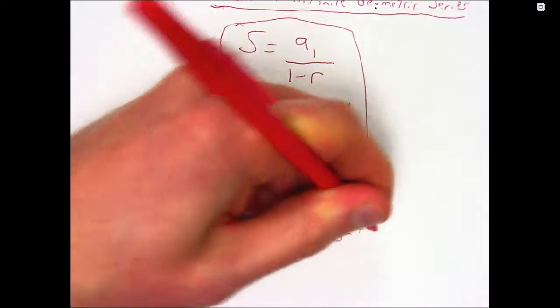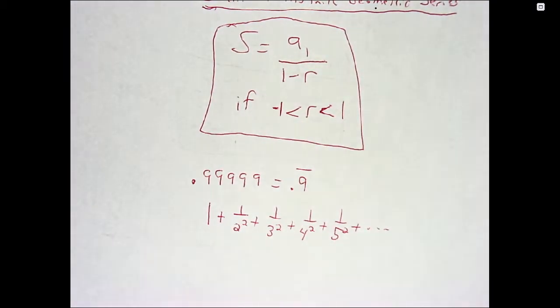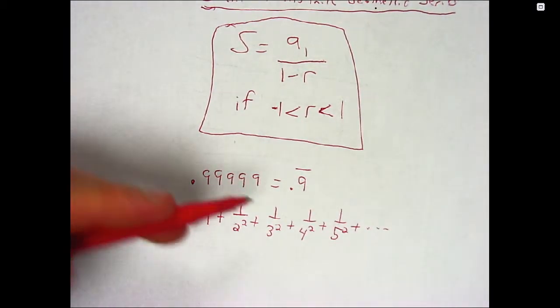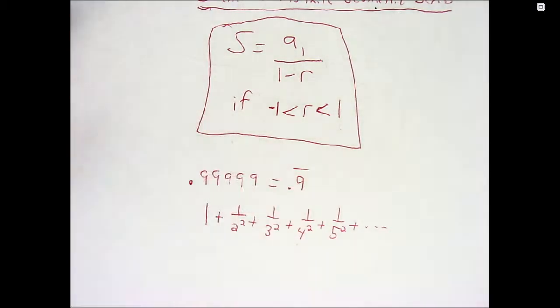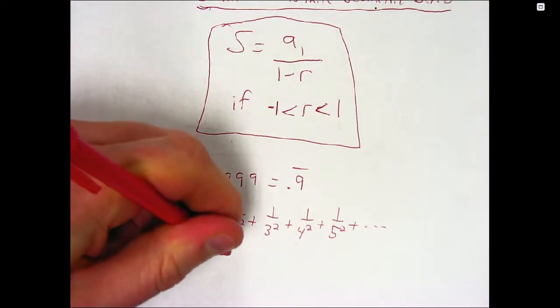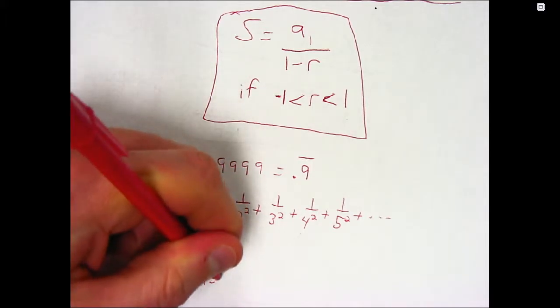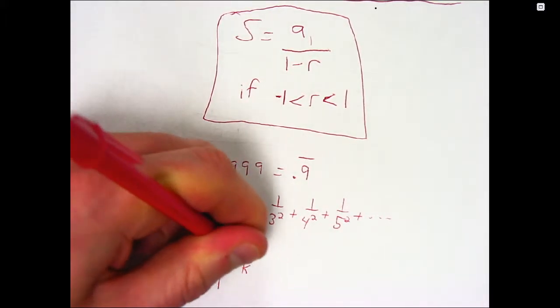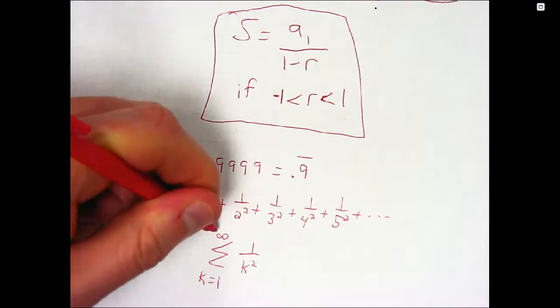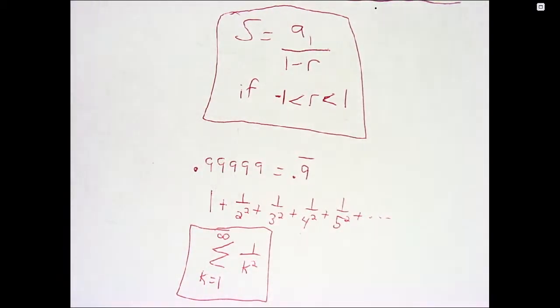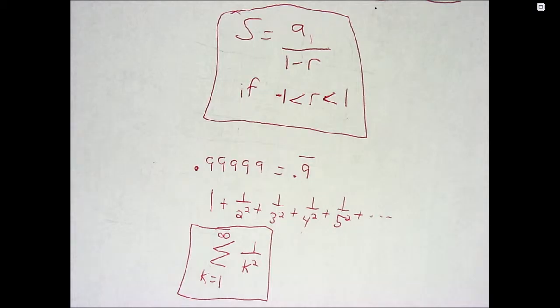So what happens when we have 1 over 1 plus 1 over 2 squared plus 1 over 3 squared plus 1 over 4 squared plus 1 over 5 squared, and so on? If you want to write it with sigma notation, k is going from 1 to infinity. So we're going to add those all up. So the sum of the reciprocals of the squares.